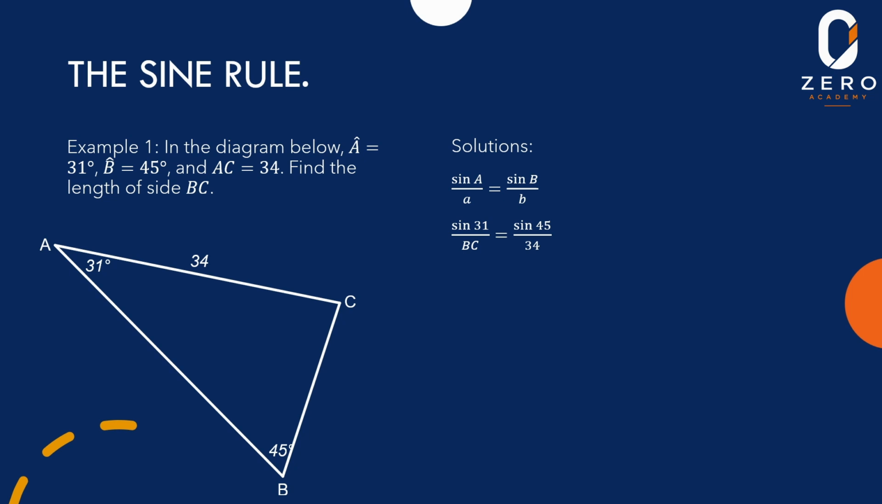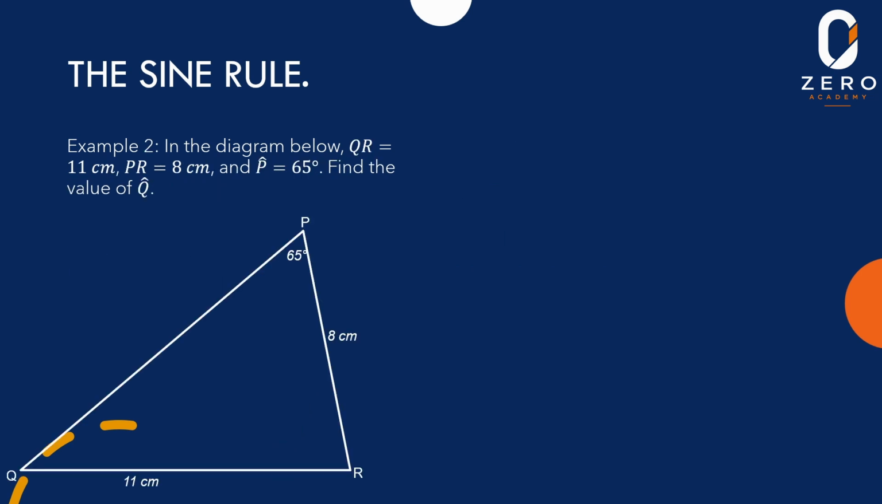and making BC the subject of the formula, first cross multiplying, I will have BC sine of 45 is equal to 34 sine of 31. Then I'm going to divide both sides by sine of 45 to have BC is equal to 34 sine of 31 divided by sine of 45. That will give me the length of BC, which is equal to 25.21. Now let's take a look at the next example.